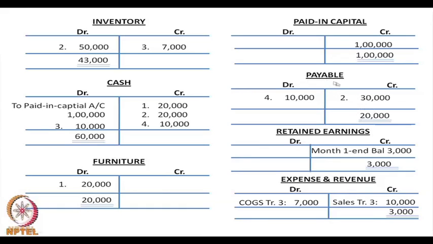So, the whole amount was payable, and since it is a liability which has increased, therefore, it is credited to payable, but now with the payment of 10,000 rupees back to the supplier, his payable has reduced. Since payable is a liability, it is debited to this account. So, 4 transactions we have posted like this.